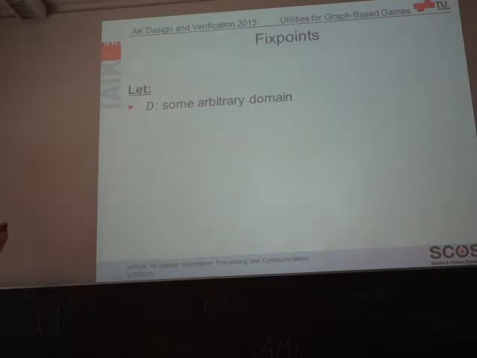Let's say we have some arbitrary domain D of elements, and we have a function f, which takes elements of D and produces elements of the domain D as a result. Then, a fixed point of this function f is simply some element x, such that f of x is again x. So if you apply f to some element and you get back the same element, then this element is a fixed point of the function. This is just the intuitive meaning of what a fixed point is.